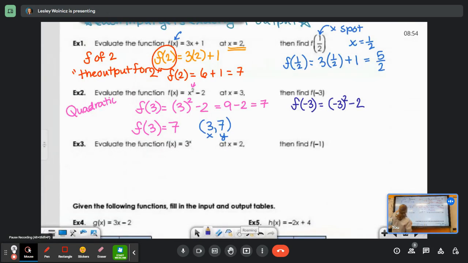So we got the same thing, 7. So we get this other point, negative 3, 7. That's why parabolas have this fun shape where they go like this, because there's always these two places where they have the same output, the same y value, right? Comes from the positive and the negative x. Okay.